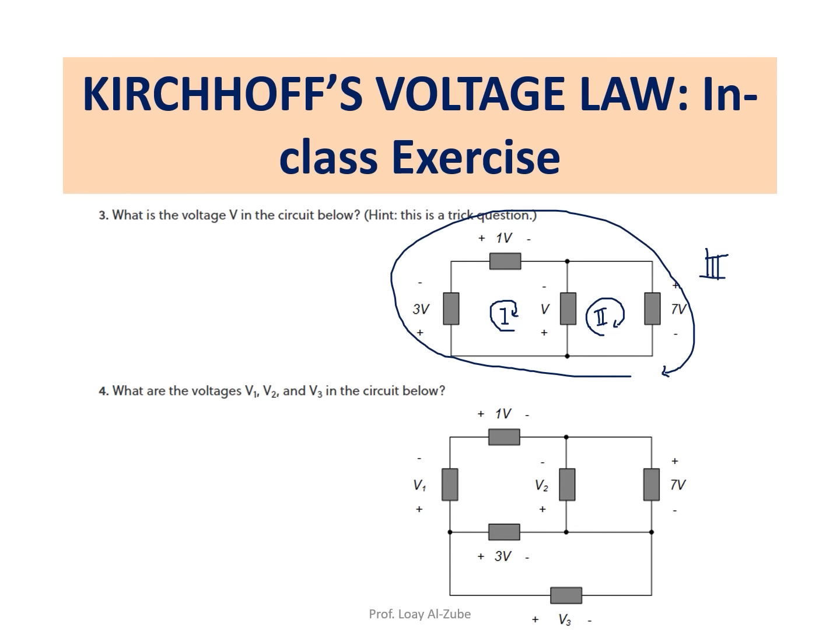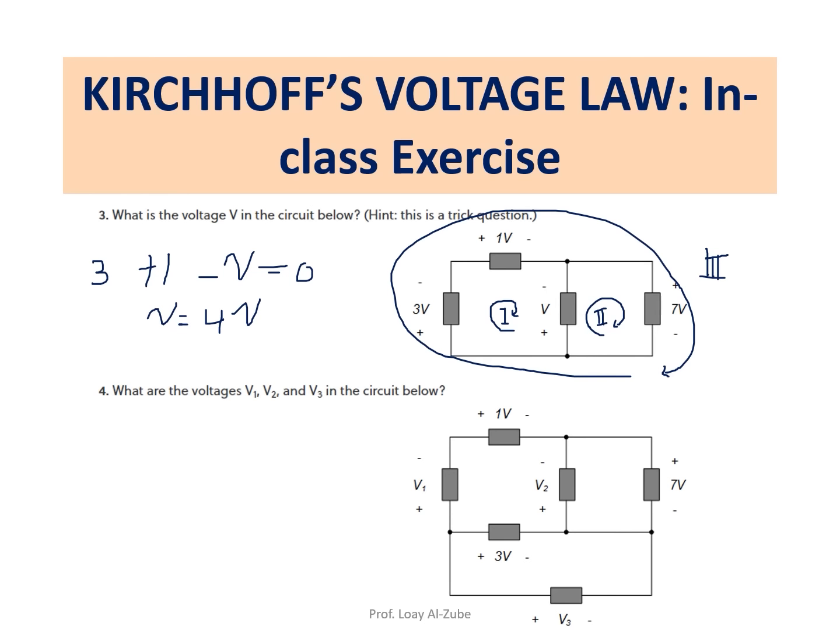Let's go with loop 1. Let me find the equation of loop 1. I will start from this point. So plus 3, right? Plus 1 minus V equals 0. Do we agree? Loop 1. Now, from this equation, what is V? 4 volts. Go to loop 2.